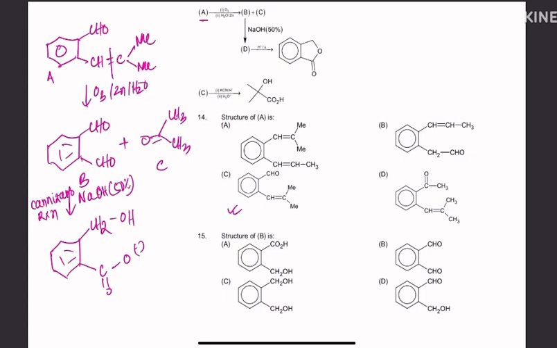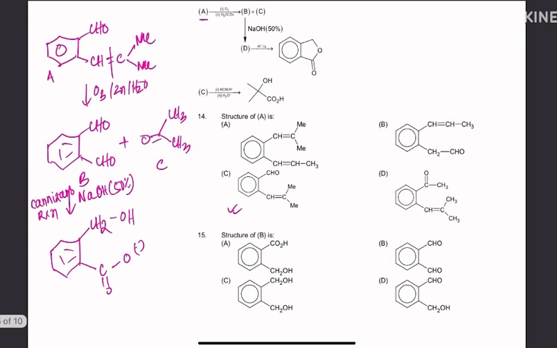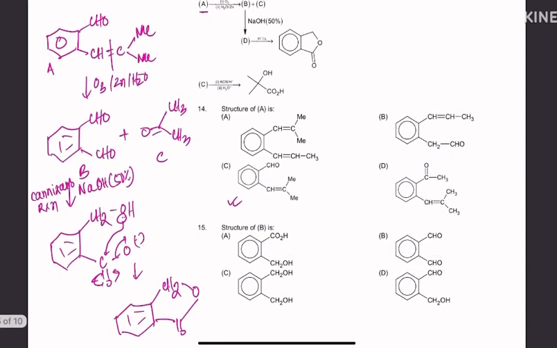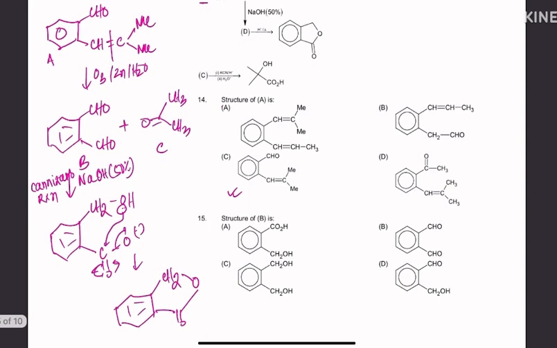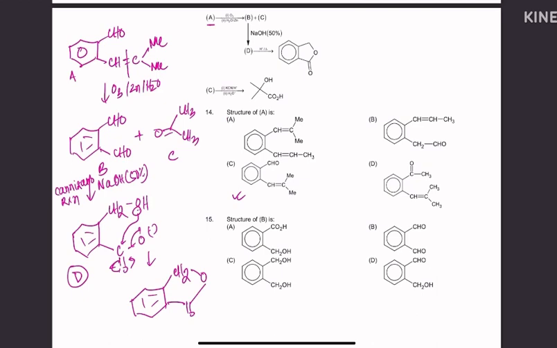Now see, this O will directly attack and it will come out. So it will form this type of system. So this is basically your D and C. Now I want to see this C. This C is basically acetone.